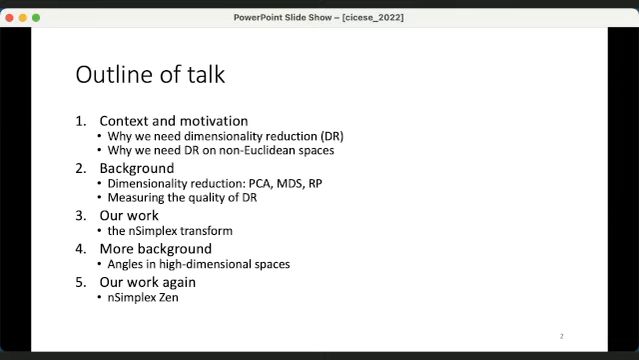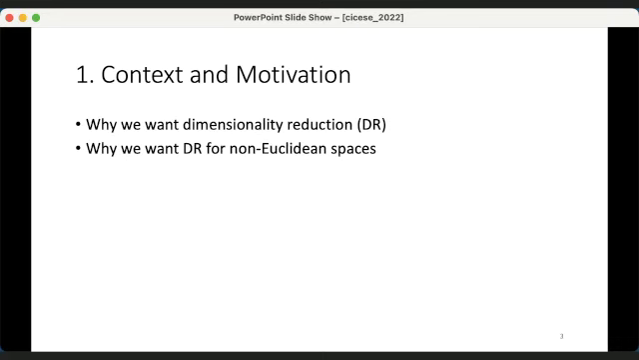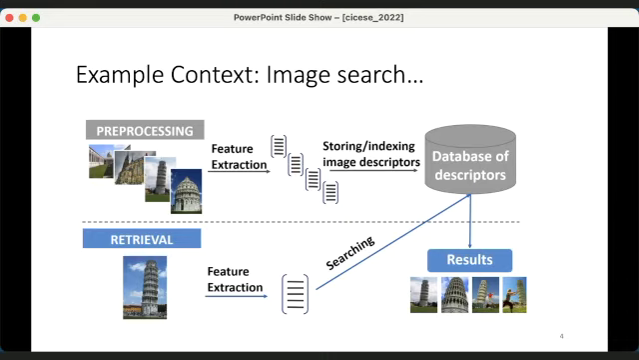The talk is actually about dimensionality reduction, so probably most people are familiar with that already. But I'll go through some context because I'm using some examples later in the talk. And unfortunately, there's a fair amount of background, but okay. So why do we want dimensionality reduction? And also, this mechanism gives dimensionality reduction for non-Euclidean spaces as well as Euclidean spaces, which is one of its major novelties.